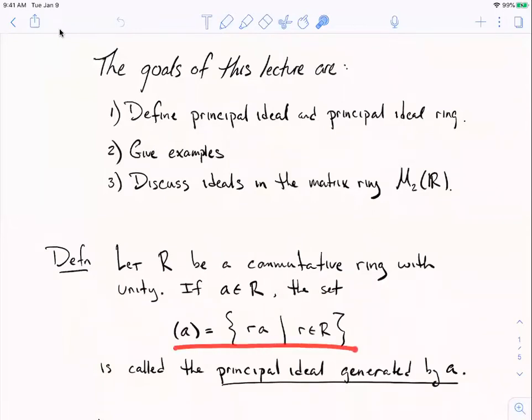I'm using the same kind of notation I use for cyclic subgroup generation, and it's not an accident. But here I take my A and I don't add A to itself over and over again in the additive group R, but instead I multiply A by all possible ring elements. So parentheses A in this setting is the set of all R times A where R runs over the whole ring. And I'm calling that the principal ideal generated by A. So I definitely owe you a justification of this term, the principal ideal generated by A.